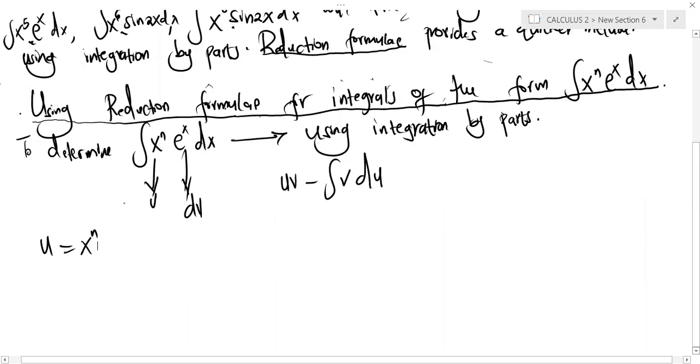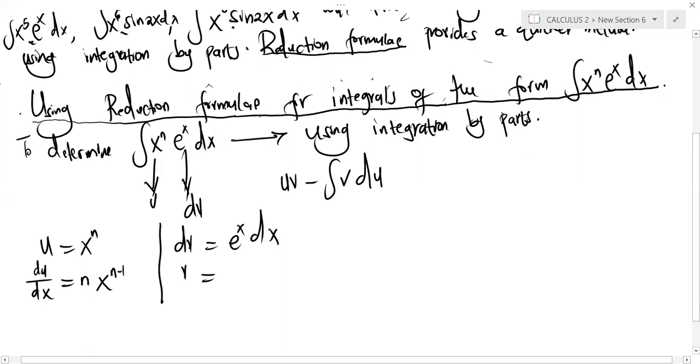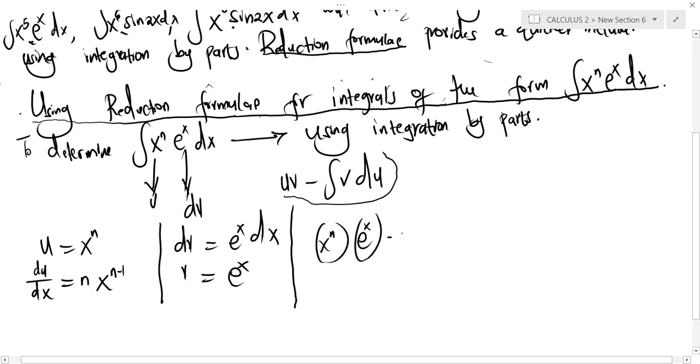Since we already have our u, which is equal to x^n, we can get our du/dx, which will be the derivative of this, which is nx^(n-1). And since we have our dv, which is equal to e^x dx, we can get our v, which is basically the integral of this, and that will give us e^x. So inputting into the formula, we have uv. Our u is x^n multiplied by v, which is e^x, minus integral of v, which is e^x, multiplied by du. And our du, if you make du the subject of the formula, we'll have nx^(n-1) dx.